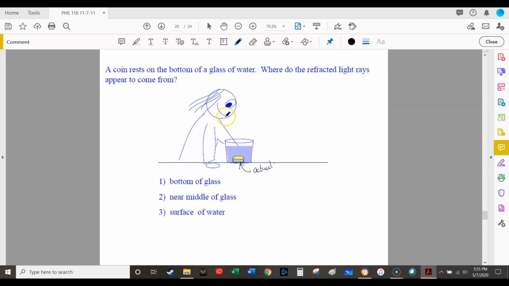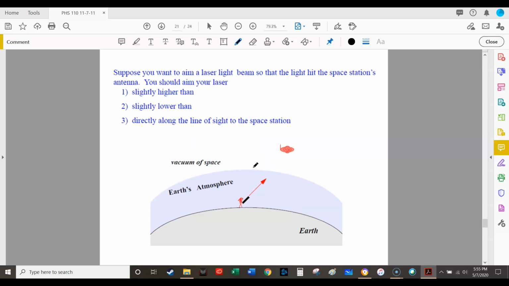Okay, you've unpaused the video. So the actual light ray is coming out, and when it comes here, it's going to bend away from the normal, right? It's going to bend away from the normal because air is less dense than water. But we're going to see it right here, somewhere near the middle of the glass, slightly above where it actually is, since our eyes are seeing things along a straight line. Oh, that's pretty cool. Okay, let's try another problem, okay?